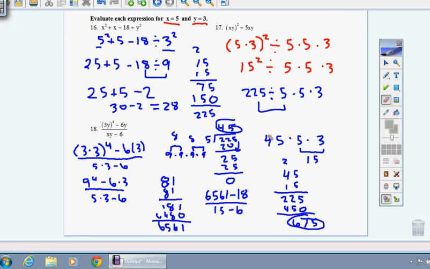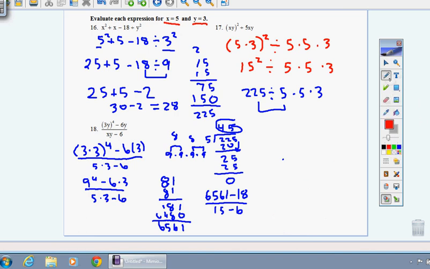Alright, so I'm going to erase this right here so I can have some more room to finish this problem. Alright, so 6,561 minus 18. What's that going to give me? Well, so that means on top I have 6,543 divided by 15 minus 6 is 9. Okay, so now we have some long division to do.